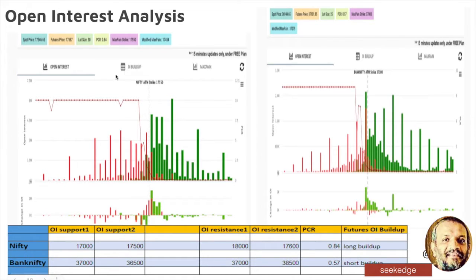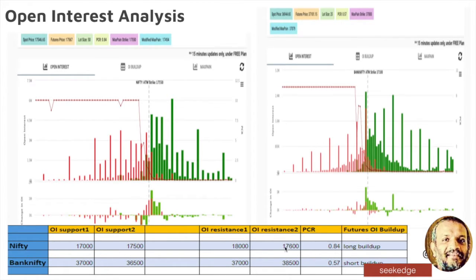Open interest analysis: you can see Nifty on the left side and BANKNIFTY on the right side. On the left side, Nifty has 17,000 as the highest put rating. That's support. 17,500 is the next put support. So the highest support is at 17,000, which means people are expecting the market could go down to 17,000 also. Similarly, on the call side the highest rating is at 18,000. People are expecting that it can burst out to 18,000 also.